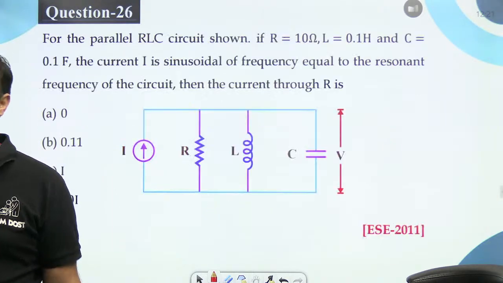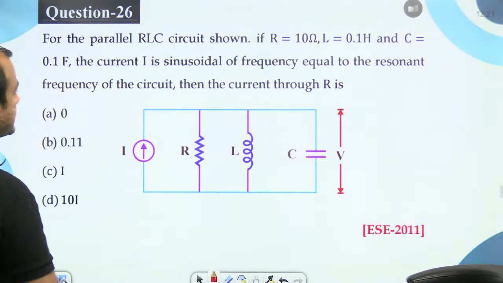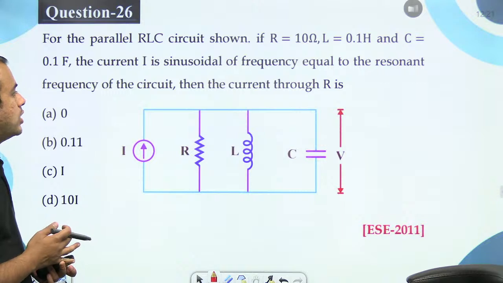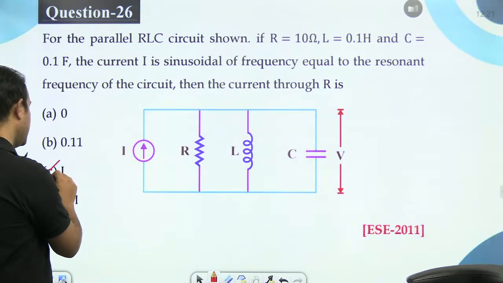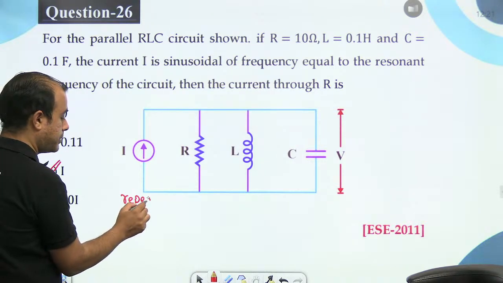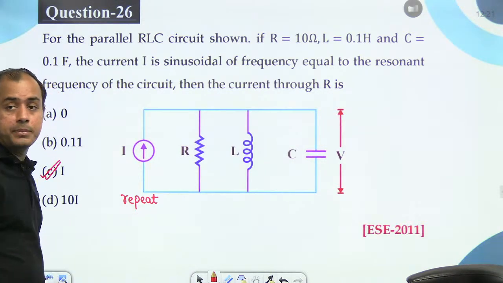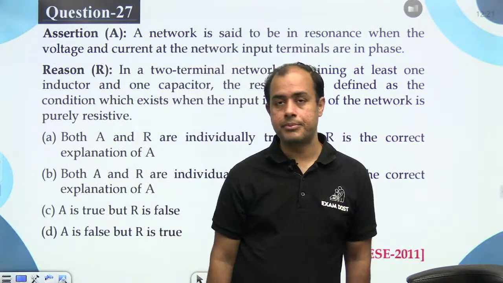This is called bandwidth. This is a good concept, remember it. For the parallel RLC circuit, RLC is given, current I is equal to the resonant frequency. This also we saw, this is also a repeat. So you can see in ESE sometimes the PYQs directly repeat. Many times PYQs directly repeat.